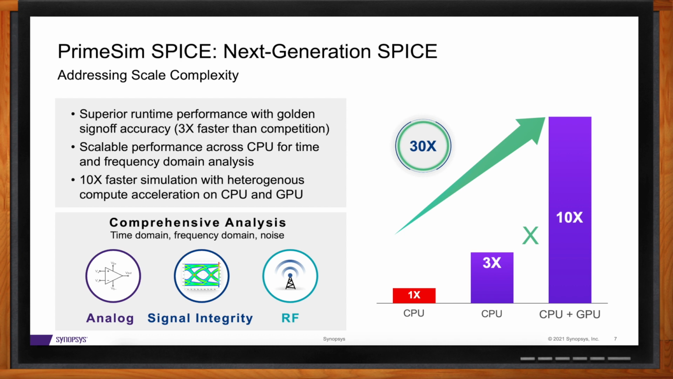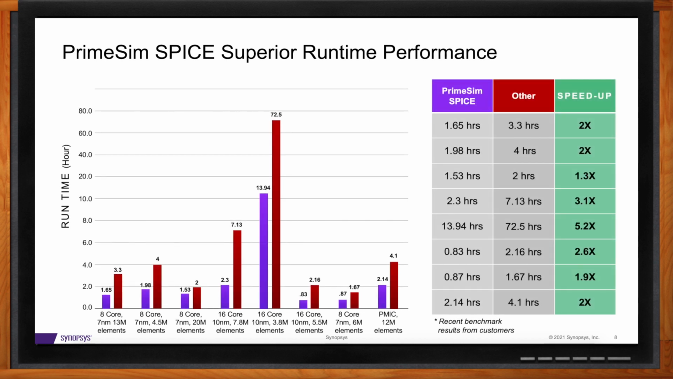Okay, Hani. So, what are we really looking at when it comes to runtime performance with PrimeSim SPICE? Well, our customers across the world have run PrimeSim SPICE against other simulators, and they have reported the results back to us. What we learned from the early adopters of PrimeSim, is that PrimeSim runs on average 2 or 3 times faster than the competition. And as you can see here, I'm not cherry picking results. Sometimes it can be just 30% faster. Sometimes it can be 5 times faster. But on average, it's 2 to 3x faster.